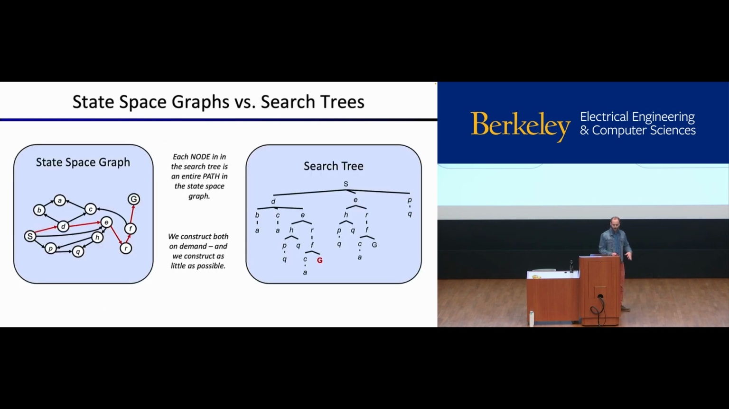So here's a comparison for that toy problem of the state space graph versus the search tree. And you'll see that some states appear twice in the search tree because there are two ways to get there. So each node in the search tree is an entire path in the state space graph. That's the way of interpreting these as actually different things. This isn't just talking about state G, it's talking about the path S, D, E, R, F, G, whereas this is talking about the path S, E, R, F, G.